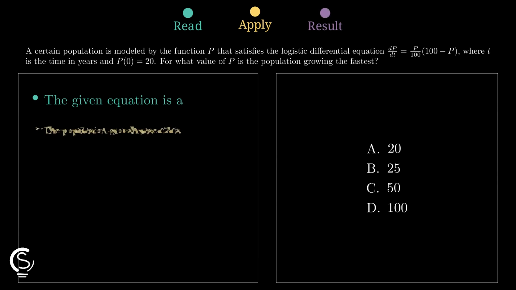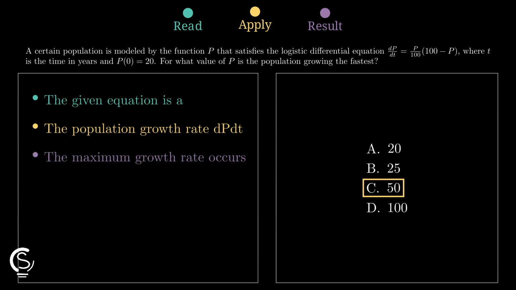Finally, the maximum growth rate for any logistic model always happens at exactly half of the carrying capacity, which gives us 50 for option C.